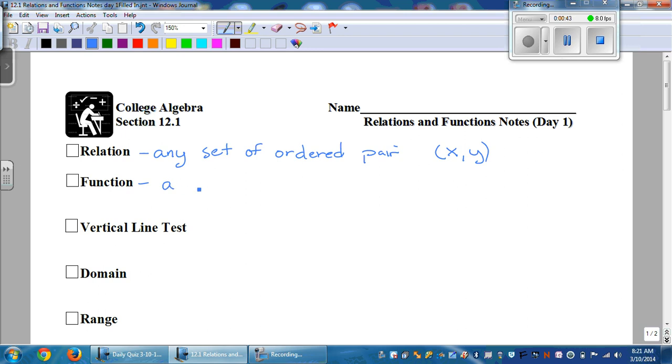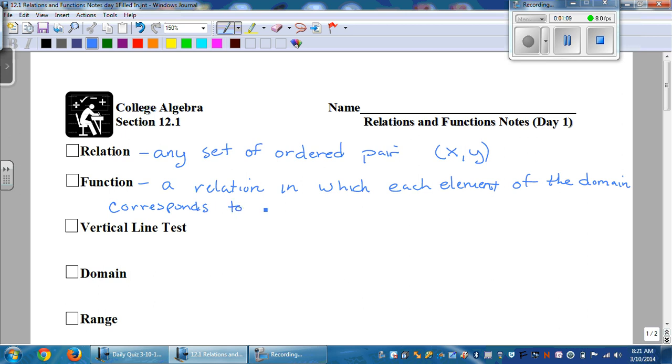A function is a relation, using the previous word, in which each element of the domain corresponds to exactly one element in the range. Okay.